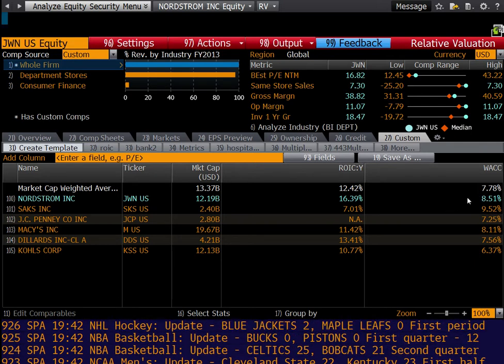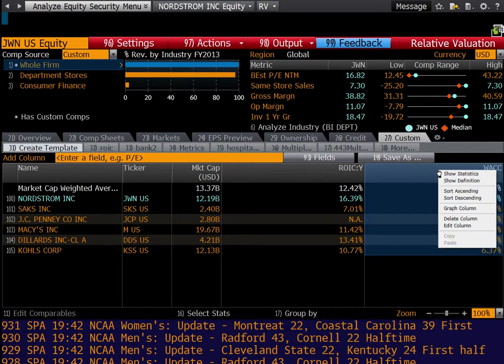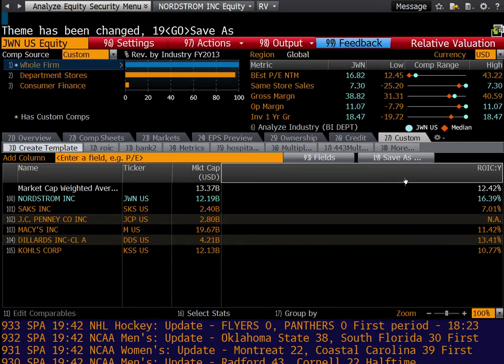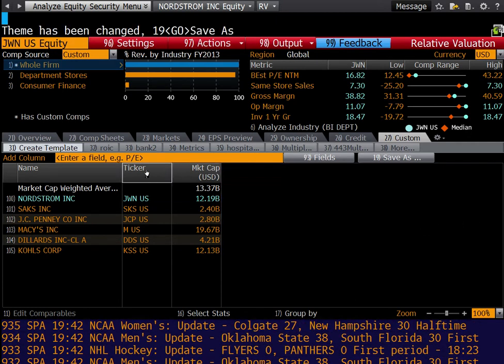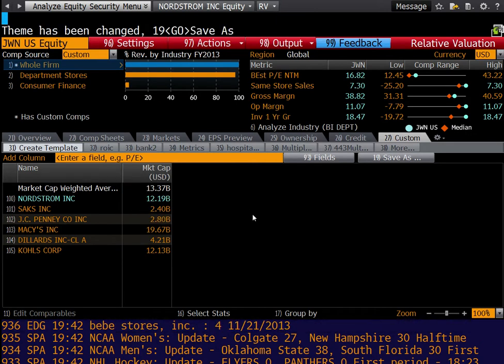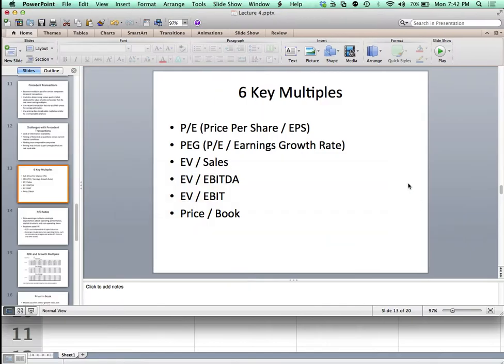Right? So now I'm going to do the same thing with multiples. So if I take one of these columns, I could delete the column. I'm going to get rid of the ticker. And I'm now going to start adding in my multiples fields. So as I said, there are 6 multiples that you need. Enterprise value to sales, enterprise value to EBITDA, enterprise value to EBIT are the first 3.